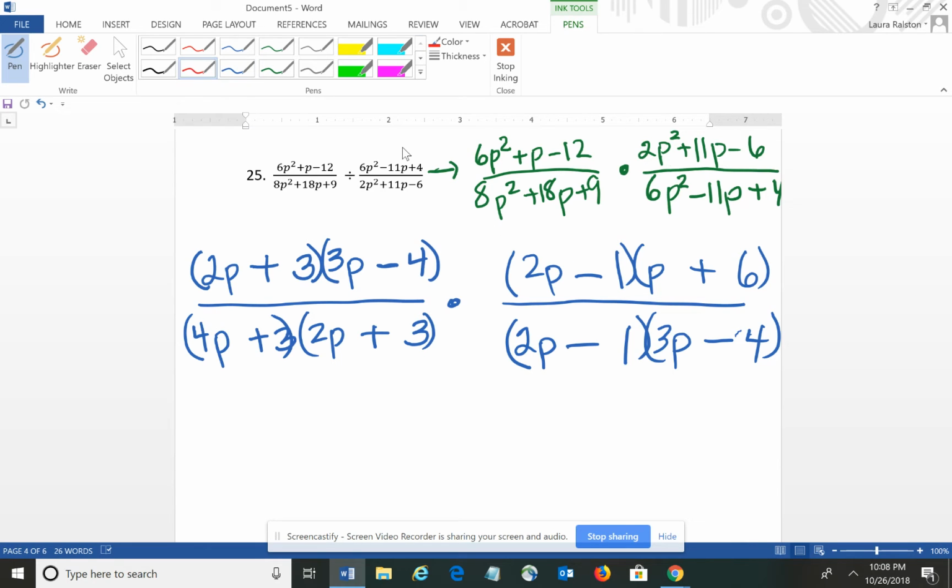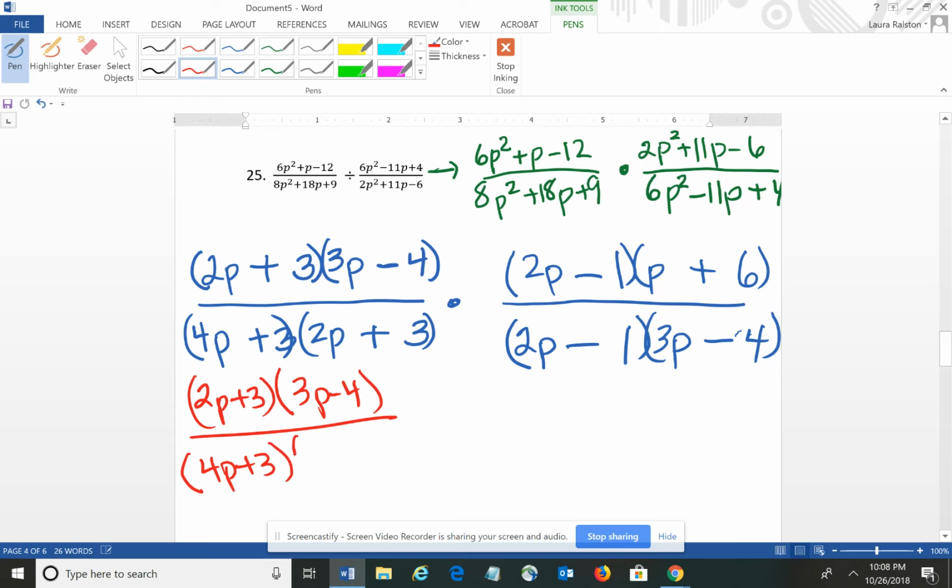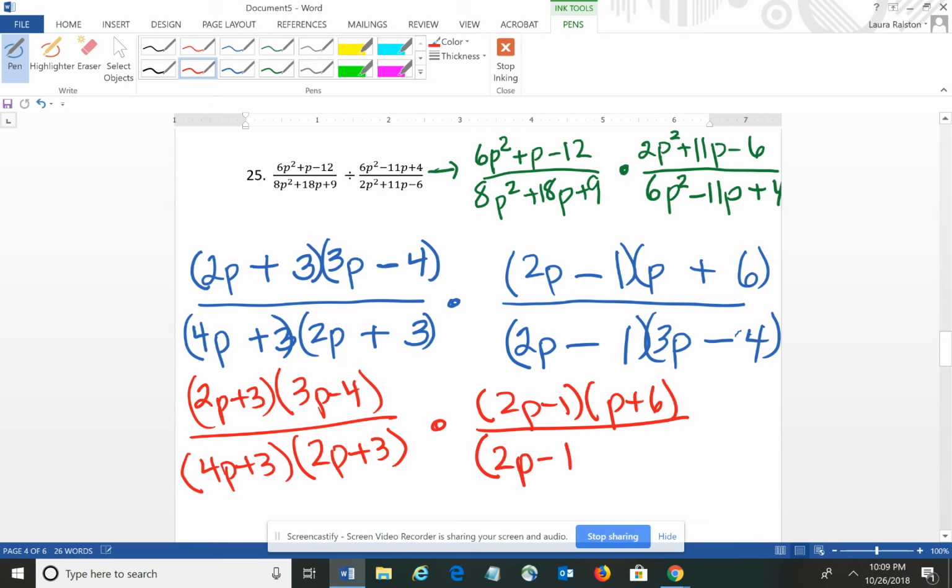And then we're going to simplify on the bow tie. I'm going to rewrite it again real quick. 2p plus 3 and 3p minus 4 over 4p plus 3 and 2p plus 3, times 2p minus 1 and p plus 6 over 2p minus 1 and 3p minus 4. And then we're going to simplify on the bow tie.